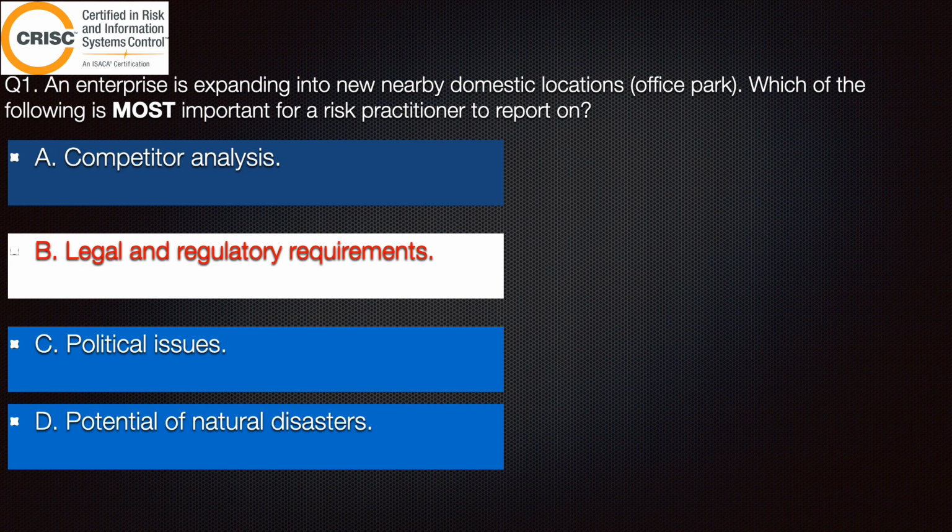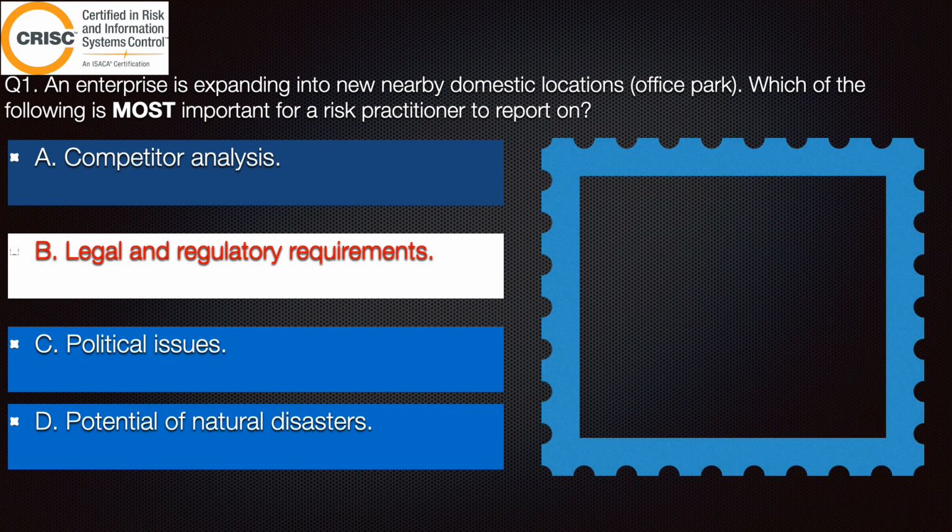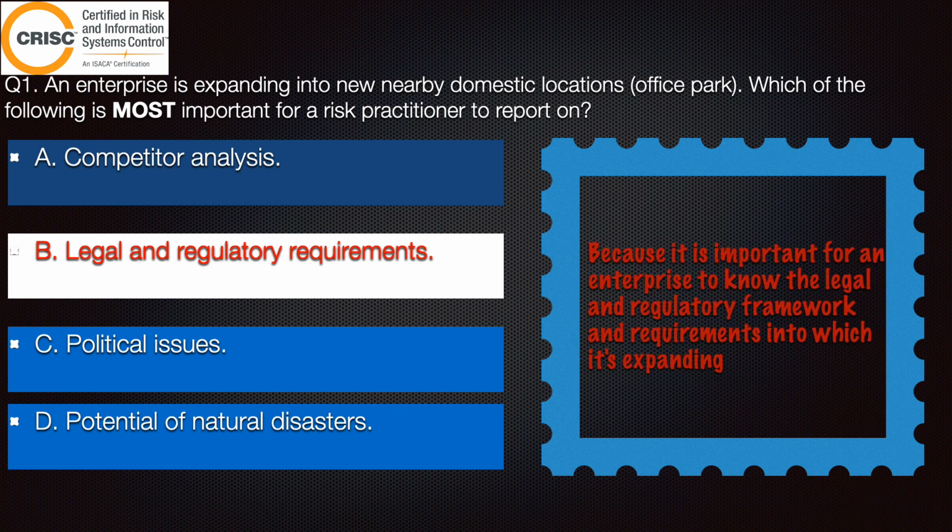Let's understand the options which are incorrect. Option A, competitor analysis. Friends, this could be important, but as a risk practitioner, you will not focus on these activities. Coming to option B, legal and regulatory requirement, it is important for the enterprise to know the legal and regulatory framework and requirements into which it is expanding. That's why legal and regulatory requirement is the most important for a risk practitioner to report on.